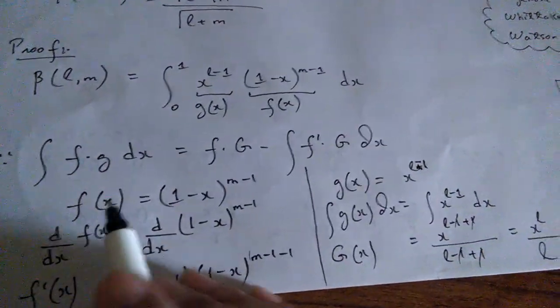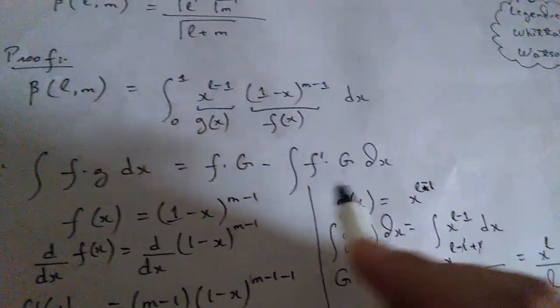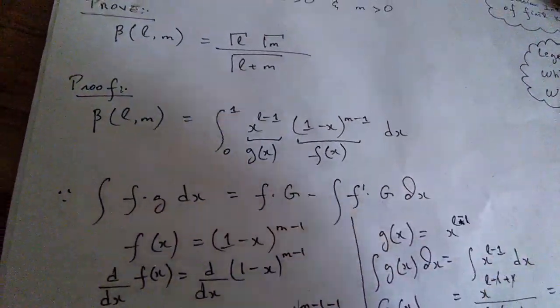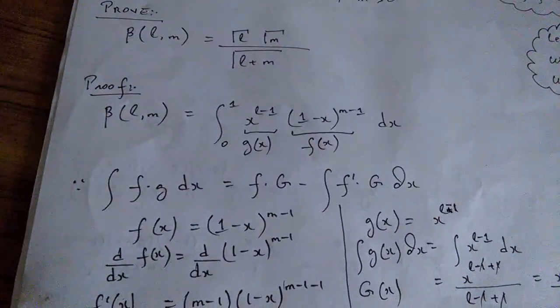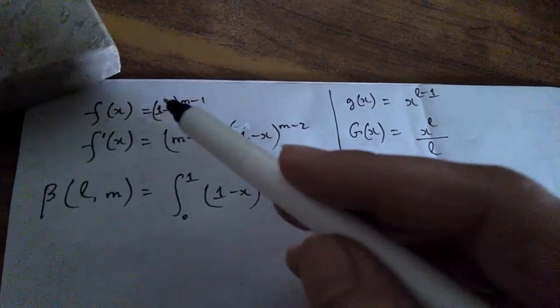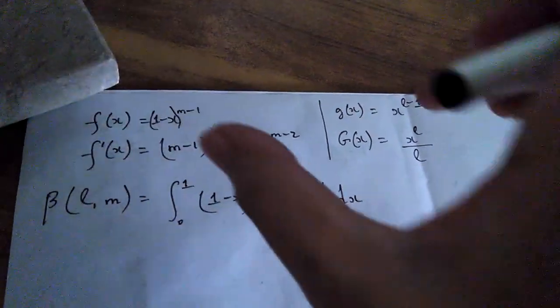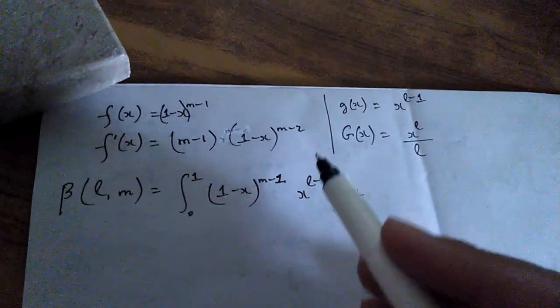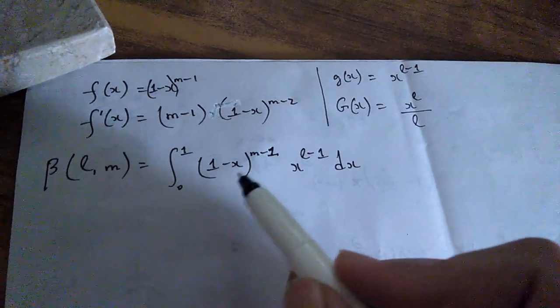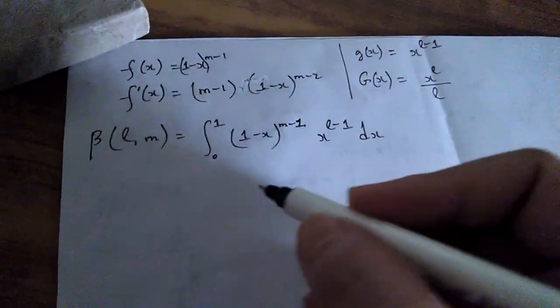My small f of x and capital G of x are over here. We are going to put them down over here in the formula. Let's see how it looks. I have just written these functions in an organized way, so it's going to help you out here. So now I'm going to apply my by parts formula over here in this integral.